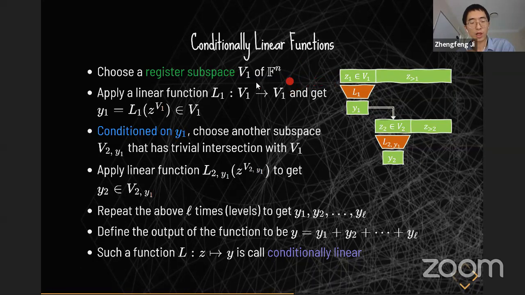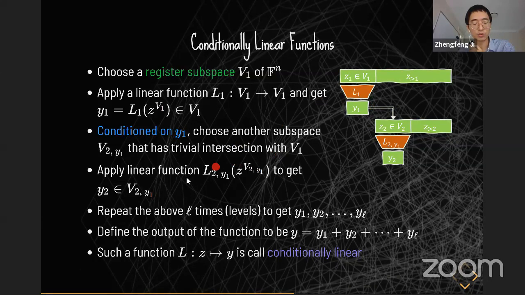So basically, you would choose a register subspace of F to the n. So think of this long string here as a vector of elements in field F. And maybe V1 is just the first 10 elements. And if we apply a linear function to these first 10 elements, we have some output Y1. So Y1 is some linear combination of these first 10 entries. And the linear function may not be one-to-one, so we may lose some linear information of Z1, and that's the hiding part. And once you have learned Y1, you can condition on Y1 and do something similar to the rest of the bits.